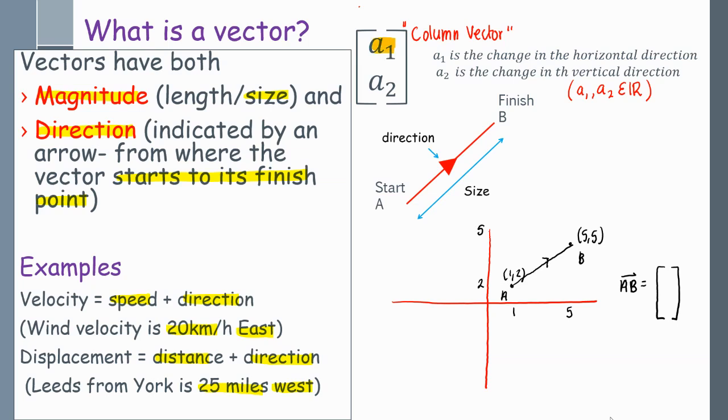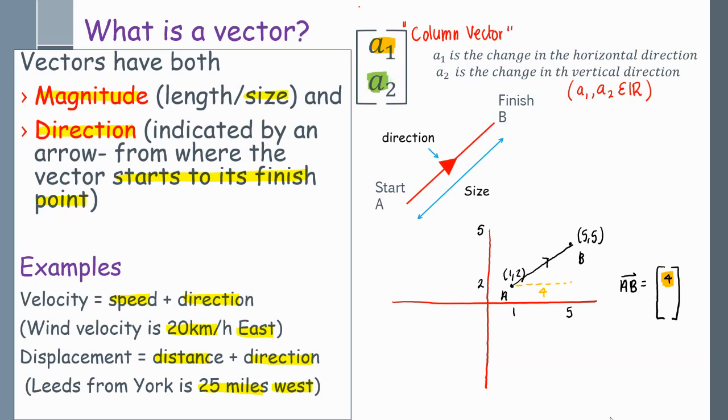Then you ask yourself, how far horizontally do I have to move from A to get to B? So what is the change in x coordinates? If you're moving right, this change will be positive. If you move left, the change will be negative. We're moving right, and to get from x equals 1 to x equals 5, we are simply moving 4 units across.